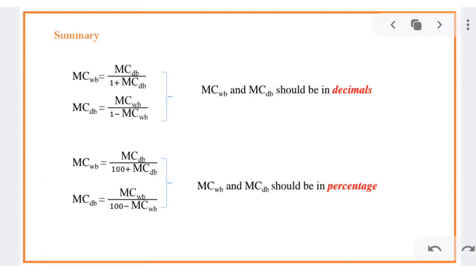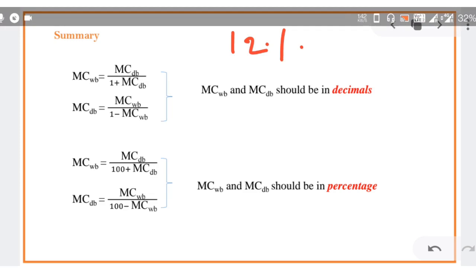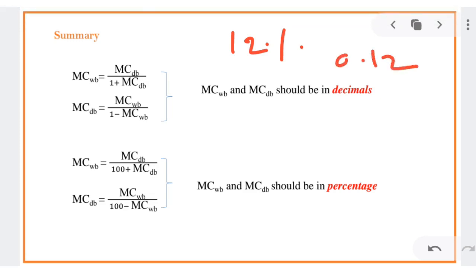Let us see the quick summary of the relation between moisture content on wet basis and dry basis. Most students are confused about when to use 1 and when to use 100, or when to use the plus sign or the minus sign. If you are using moisture content in decimals, for example, if the problem gives 12% moisture content and you use 0.12, then you have to use 1 in the denominator. If you want to substitute the moisture content in percentage directly, then you have to use 100.